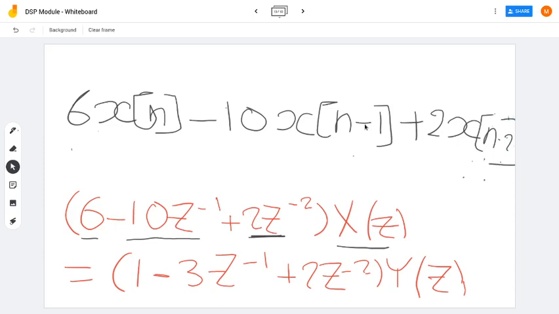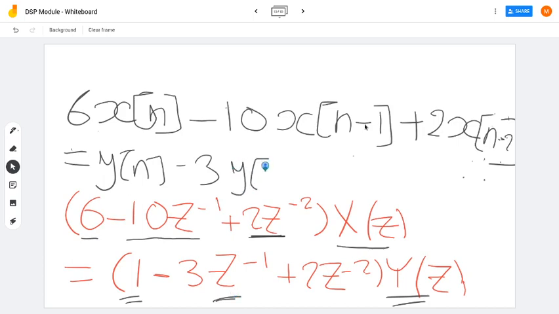Okay, and now we have the first part of the LCCDE. This will be equal to 1 times Y(z), which will give us y[n], minus 3z^-1 Y(z). This will give us y[n-1]. So now we get the idea, and this will be plus 2z^-2 Y(z), so 2 times y[n-2].